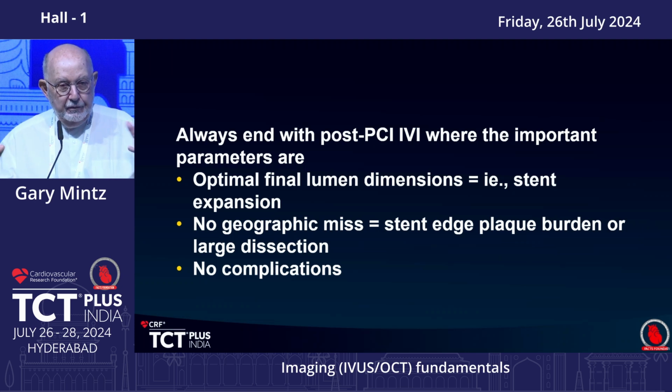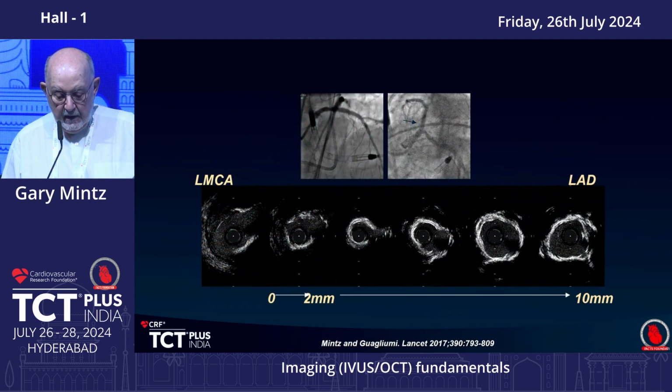Well, I've gone through the pre-intervention algorithm kind of quickly, but you always end with post-intervention imaging, where the important parameters are, number 1, optimal final lumen dimensions, i.e. stent expansion, no geographic miss, no edge plaque burden, or large dissection or a lot of lipid, and no complications. So this is an example that I often show. Notice the Impella device. It was a high-risk PCI, not a bad angiographic result, but by IVUS, the minimal stent area is only slightly bigger than the IVUS catheter because of concentric calcification.